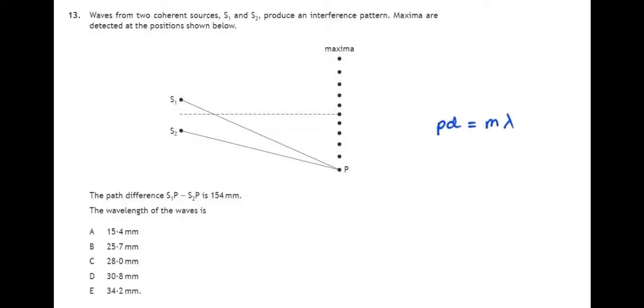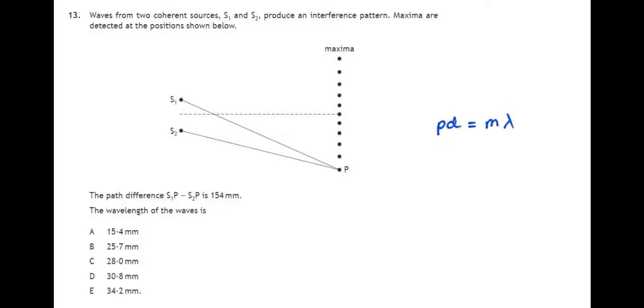These are maxima, so we use this formula. Maxima are where we get constructive interference. So the path difference is equal to m lambda. The path difference we're given, m is the number of maxima. So the dotted line along the center is the 0 maxima. And then as we count downwards from that dotted line along the middle, we get 1, 2, 3, 4, 5 dots when we get to P.